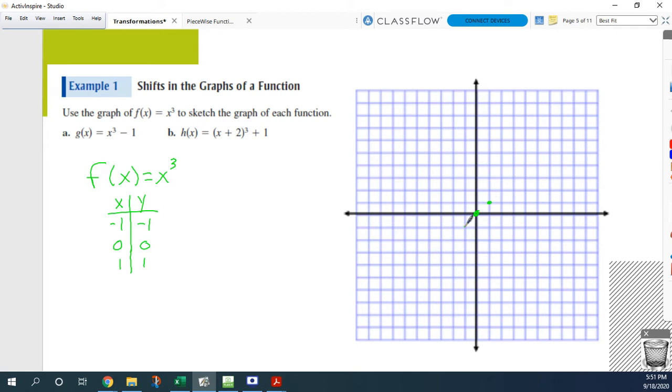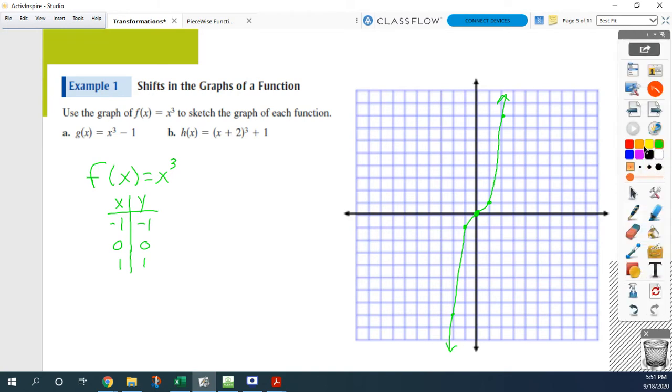So these are going to be our 3 points. But then also remember, if we were to continue on, if we plugged in 2 cubed would be 8, and then -2 cubed would be -8. So our graph kind of looks like 2 halves of a parabola. They just happen to be facing kind of opposite directions. And so that would be our parent function, and that's the graph we want to start with.